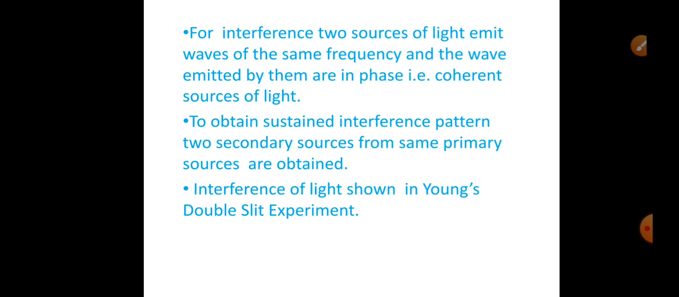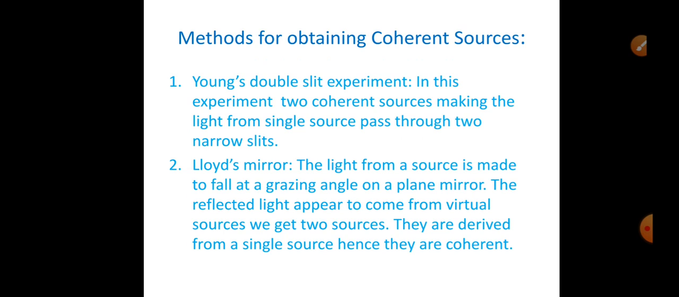To obtain a sustained interference pattern, two secondary sources are obtained from the same primary source. In Young's double slit experiment, Young studied the interference of light from one primary source and two secondary sources. Coherent sources can be obtained by different methods. Young is one scientist who studied the double slit method, which is a way of obtaining coherent sources.